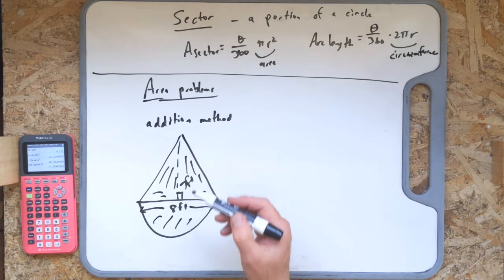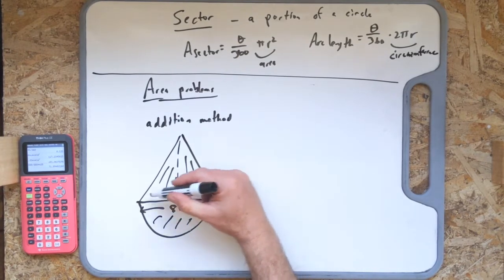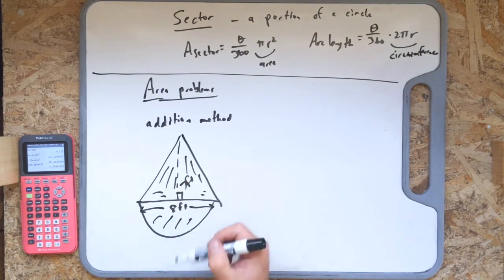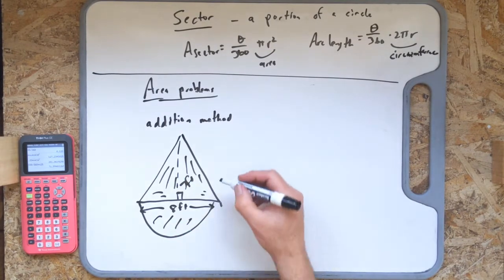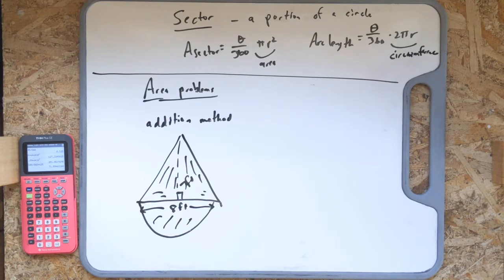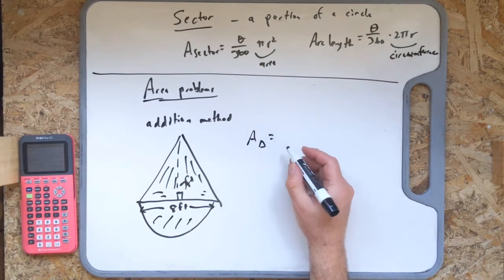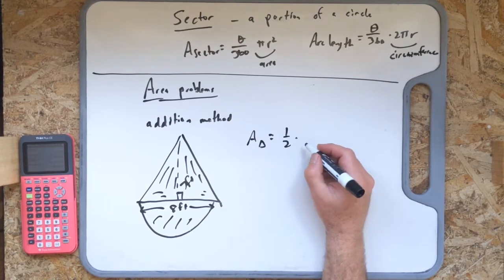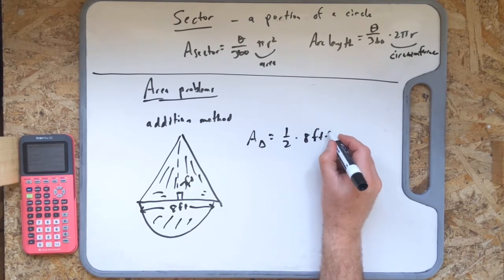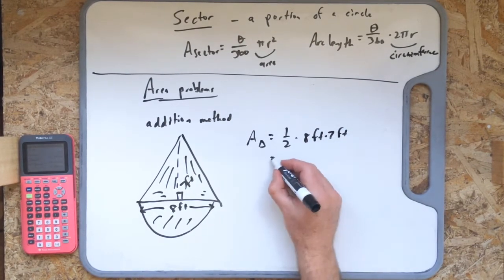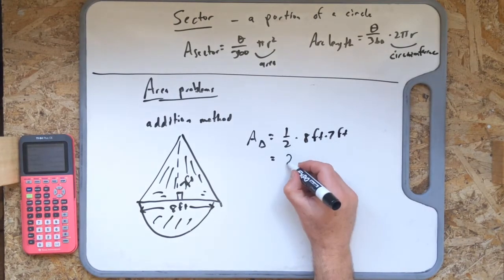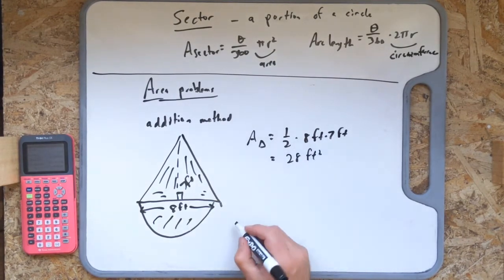So why is it called the addition method? What you do is you find the area of the triangle, and then you add the area of the half circle. So let me do that problem, and then I'll talk about the other method. So the area of the triangle is 1/2 base times height. Base is 8 feet, height is 7 feet. So this is half of 56, or 28 feet squared.